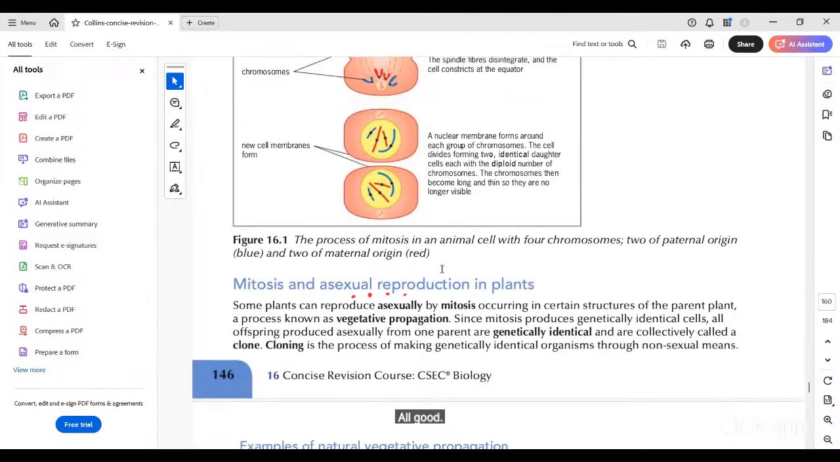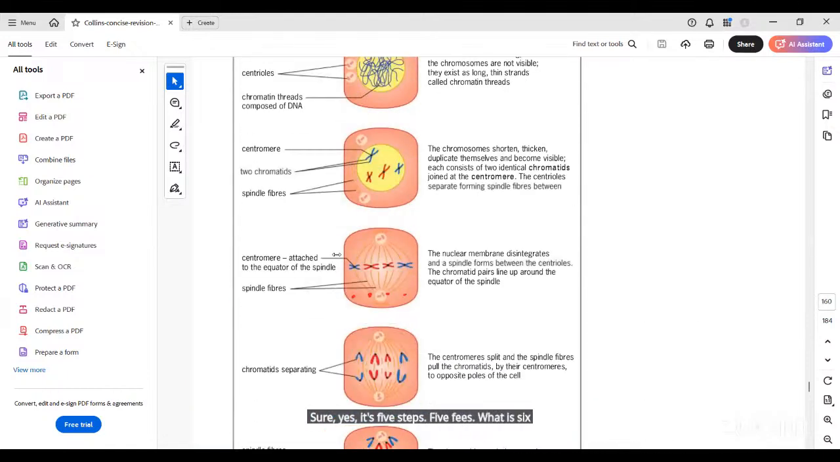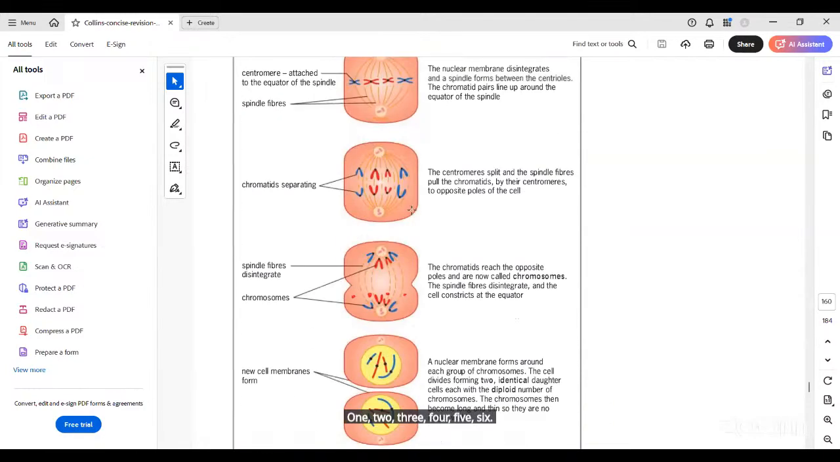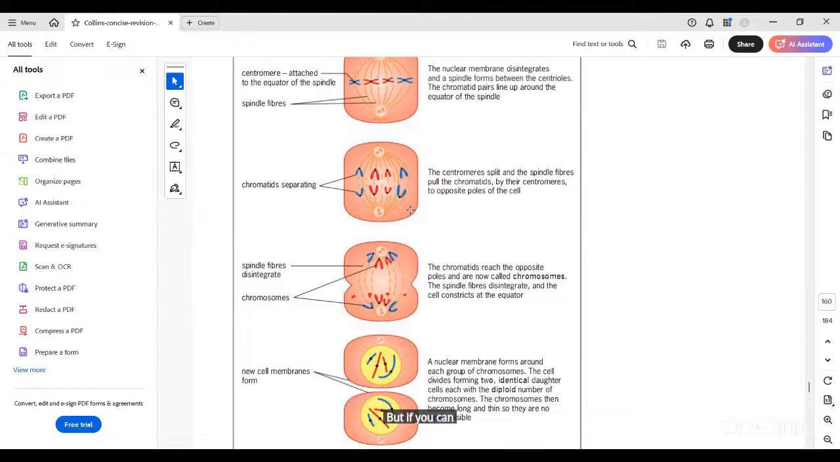Sorry, yes, sir, it's 5 steps, but it's 6 phases. 1, 2, 3, 4, 5, 6. Yeah, 6 phases. The other one is cytokinesis, basically. But they don't require you to say that anymore. But if you want to learn it, nobody's stopping you. They take it without the phases nowadays.